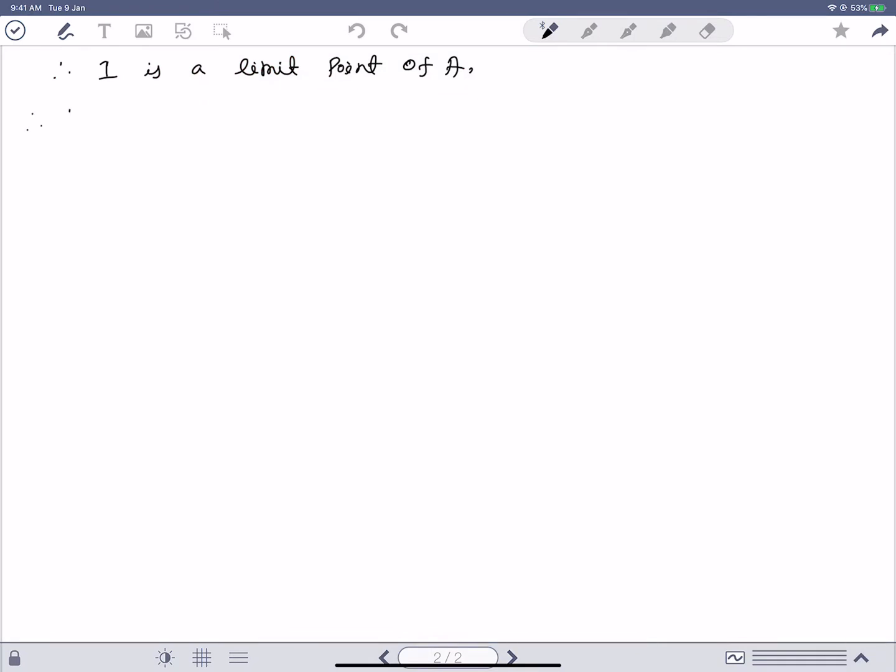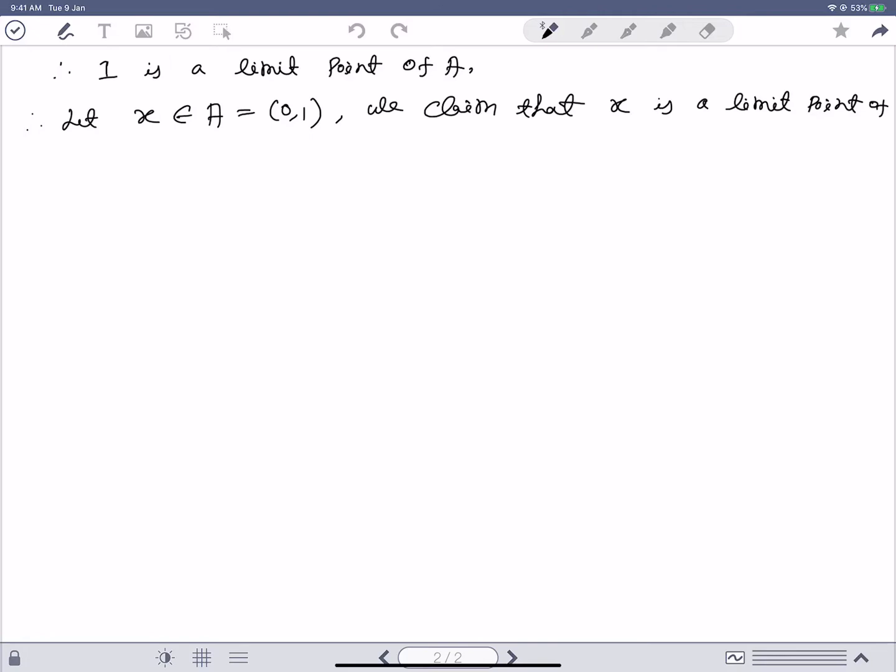So now we choose any point x belonging to A, that is the open interval (0, 1). Now we claim that the point x is a limit point of the set A. That means we have to find one sequence x_n where each term of the sequence x_n is in A, x_n is not equal to x, and x_n converges to x.